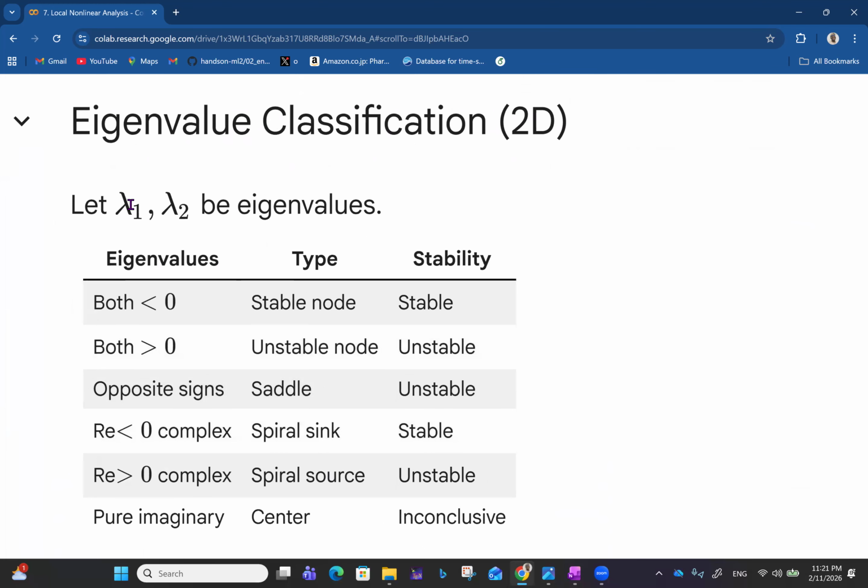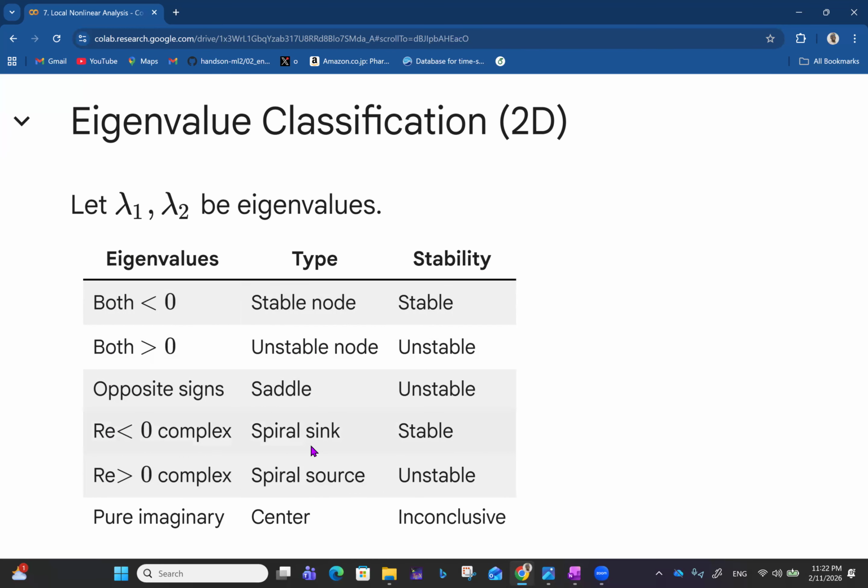So, let lambda 1 and lambda 2 be eigenvalues. We've done this several times, either under linear algebra or now under dynamical systems. If both eigenvalues, lambda 1 and lambda 2, are less than 0, we have a stable node. So then we say it's stable. If both are greater than 0, we have an unstable node, that is unstable. If you have opposite signs, one positive, one negative, we have a saddle, and that means the system is unstable. Then if we have a complex number whose real part is less than 0, we have a spiral sink.